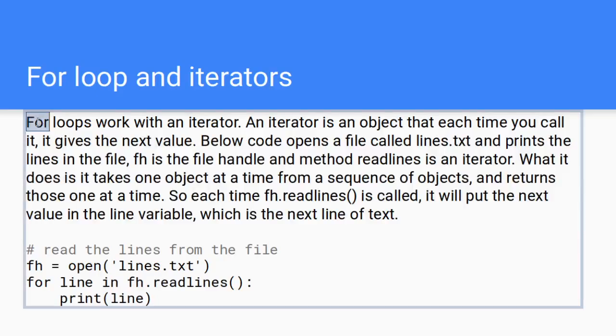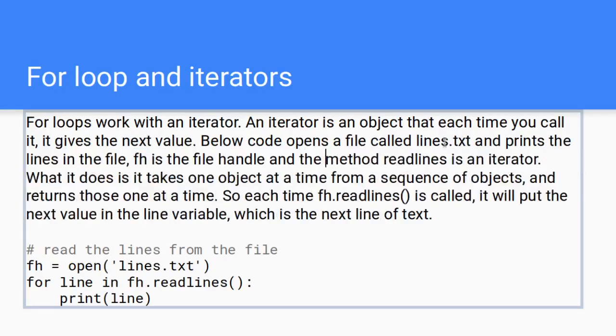Now, for loops. For loops work with an iterator, and in actuality, it's an iterator expression. An iterator is an object that each time you call it, it gives the next value. The code below opens a file called lines.txt and prints the lines in the file. fh is the file handle, and the method readLines is an iterator function.